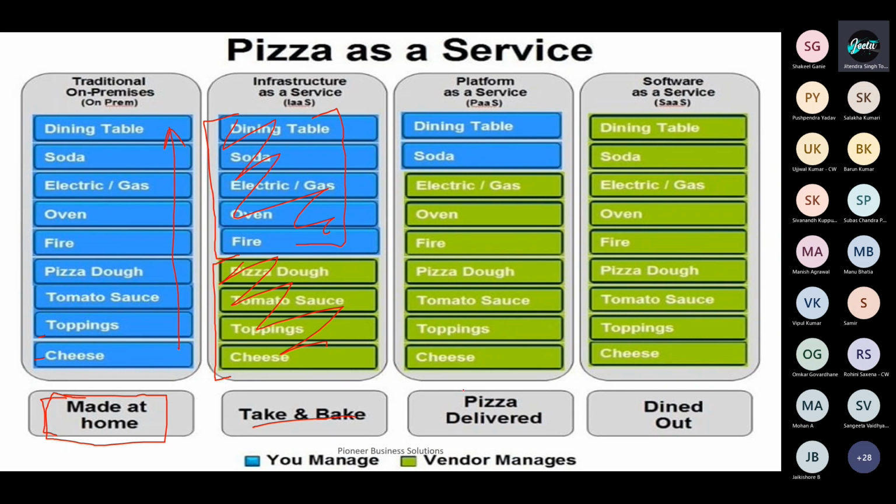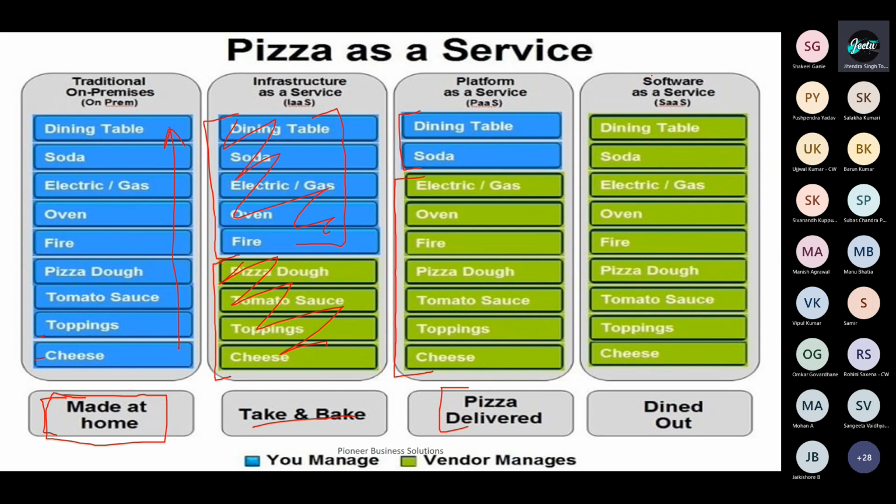Then we have pizza delivered. Most of us do that only. So in that condition, you only have to manage dining table and soda. Sorry, the pizza companies do not deliver the dining table with pizza, so you have to manage that. Sodas, yes, you can order that. Otherwise, generally it will be there in your fridges. The remaining thing will be taken care of by the company itself. You don't have to deal with that. You just order it, pay for it, and sit for 30 minutes, you will get it.